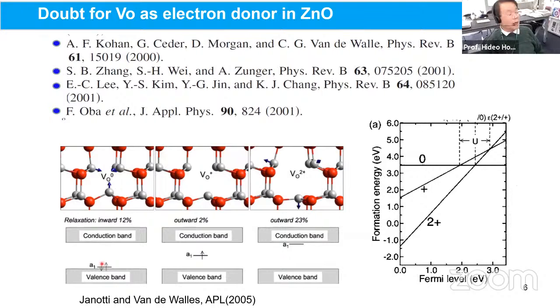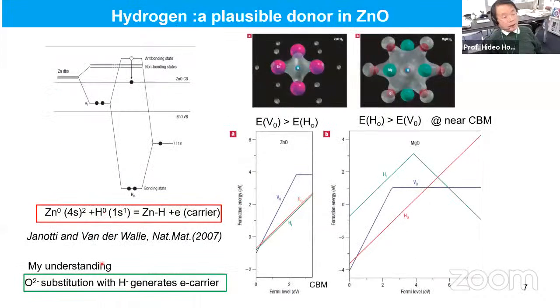So what is a plausible electron donor? The plausible model is hydrogen. This is the Janotti and Van de Walle model. The model is very simple: zinc and hydrogen form a zinc-hydrogen bond. The antibonding level is occupied by one electron, but the bottom of the conduction band is much deeper than here.